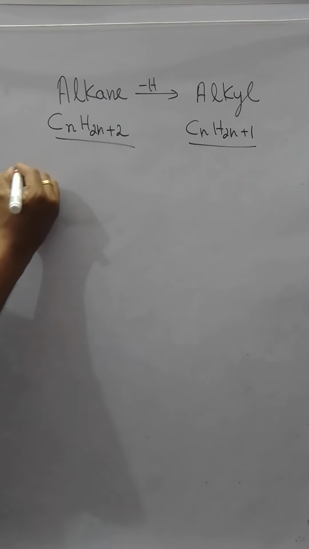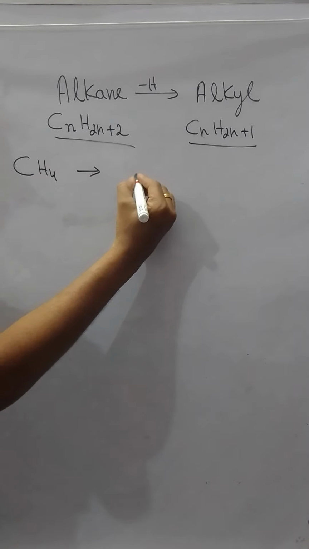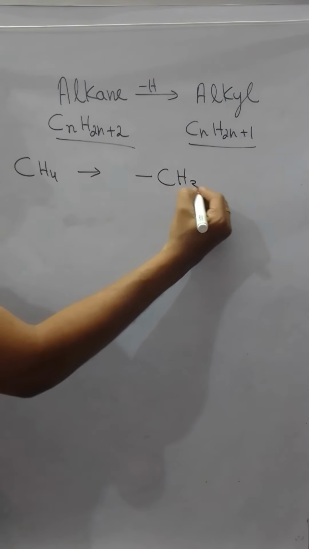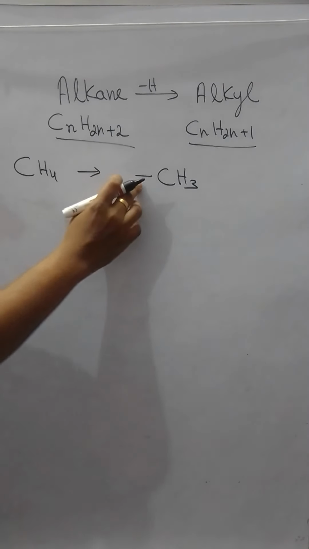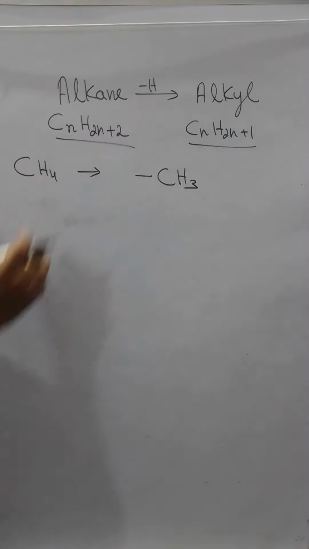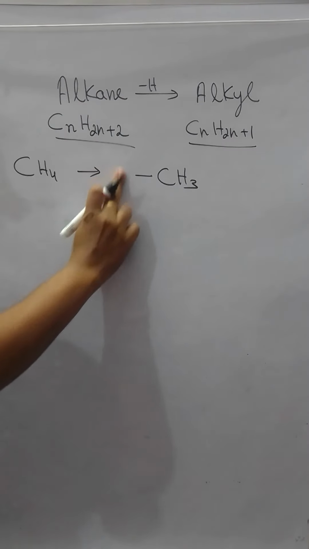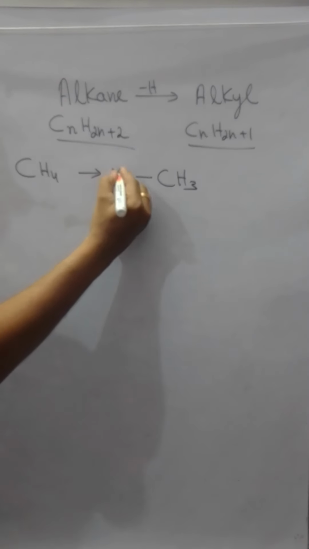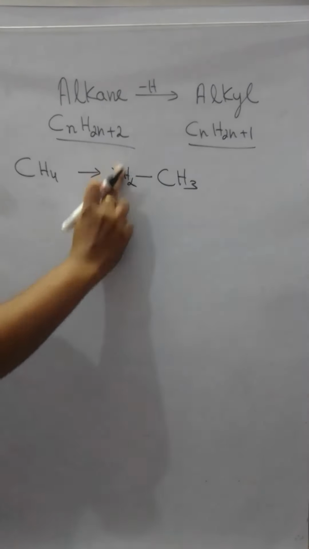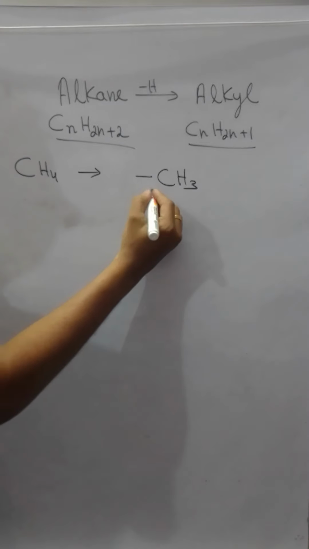Now if I start with methane, CH4, if I remove one hydrogen, I will end up with CH3, and I will have to put a dash. This is a bond, which means it is vacant. It is ready to bind with any other atom or group. If I put a halogen, haloalkane. If I put an OH, alcohol. If I put an NH2, this is amine. If I put an oxygen, this will become ether. So now we should remember the names of these.